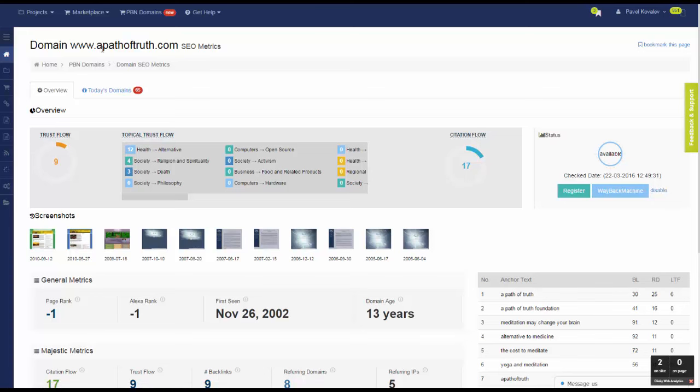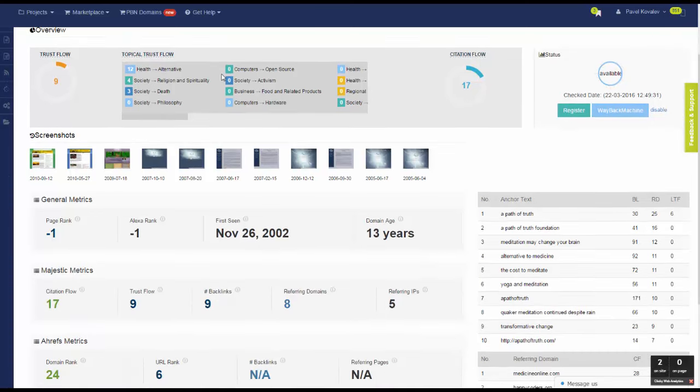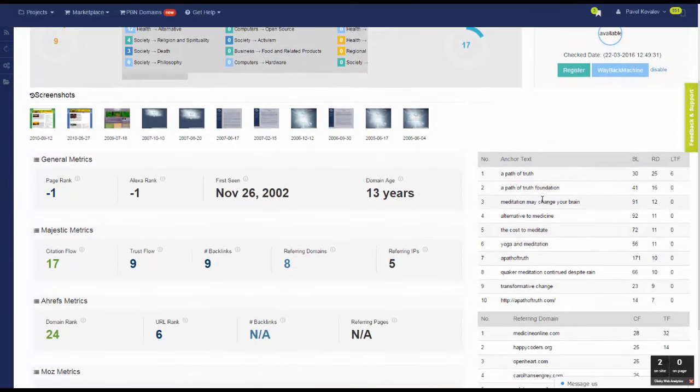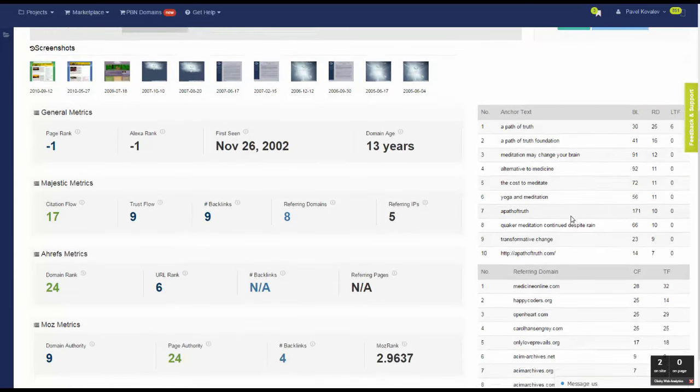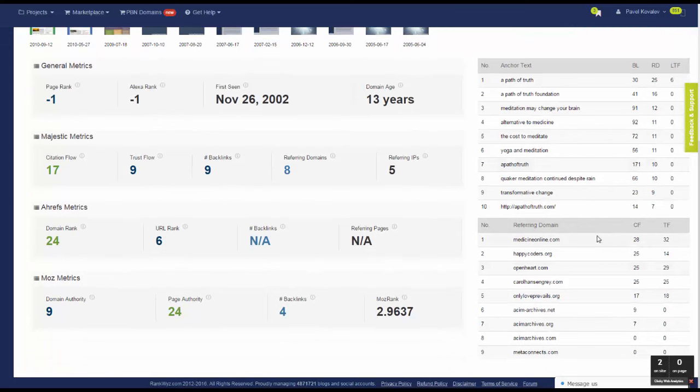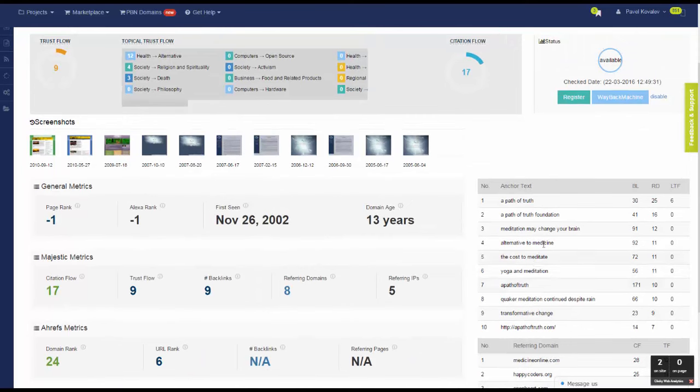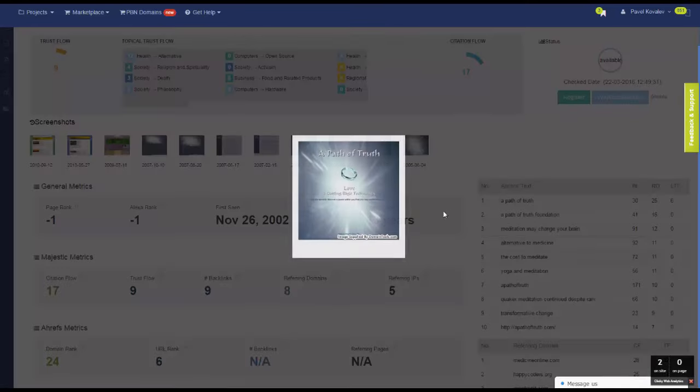A Path of Truth. No doubt it's a yoga-related site. Look at the anchor profile: Truth Foundation, meditation, cost to meditate, yoga. And look at the referring domains: medicine online, open heart, only love prevails, and so on. So that's basically a good sign. Look at the screenshots. A Path of Truth.